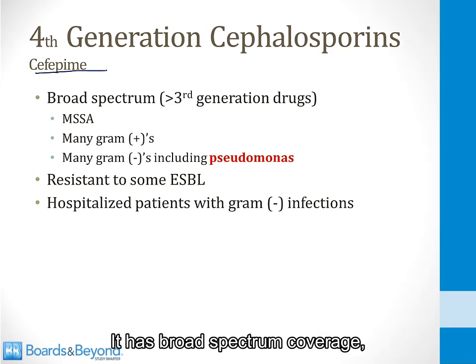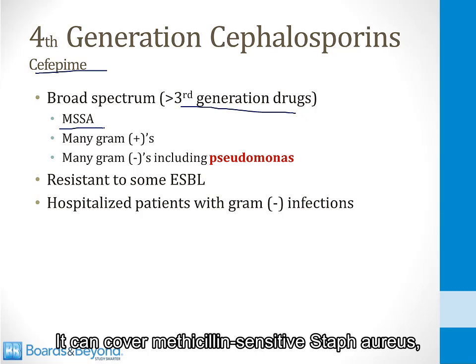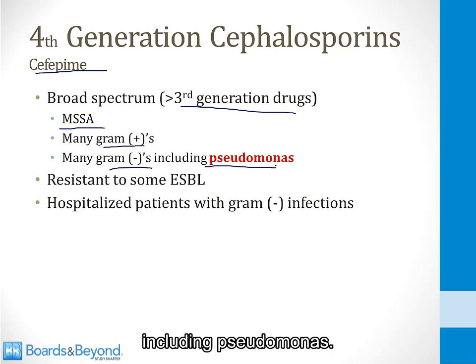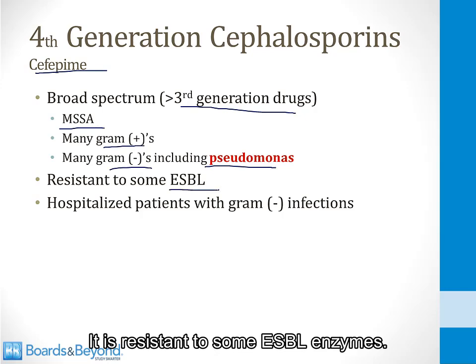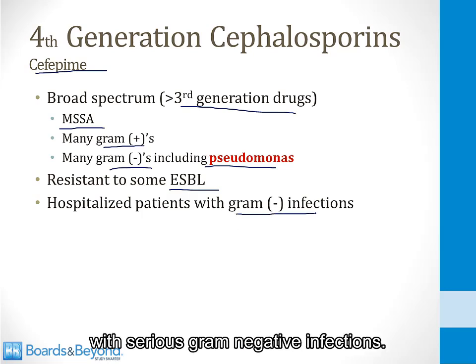It has broad spectrum coverage, even more than the third-generation drugs. It can cover methicillin-sensitive Staph aureus, many gram-positives and many gram-negatives, including Pseudomonas. It is resistant to some ESBL enzymes, and this drug is generally reserved for hospitalized patients with serious gram-negative infections.